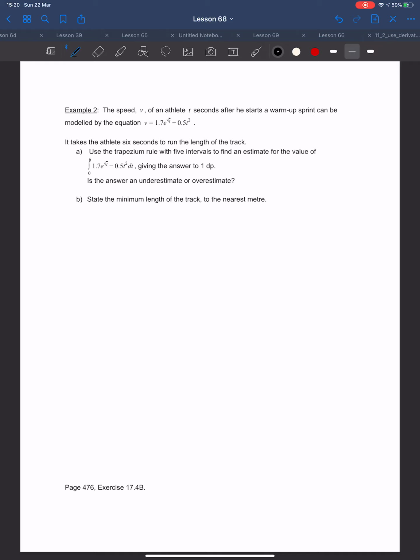Okay, so we've got 5 intervals running from 0 to 6. Each one's going to be 1.2. Next one 2.4. Next one 3.6. Next one 4.8, and the last one is 6.0. So that gives 1, 2, 3, 4, 5 intervals. Okay, so our x's are going to be 0, 1.2, 2.4, 3.6, 4.8, 6.0. Okay.